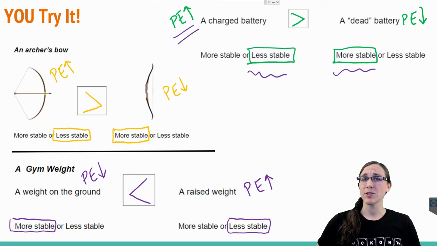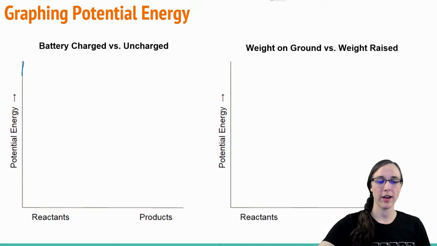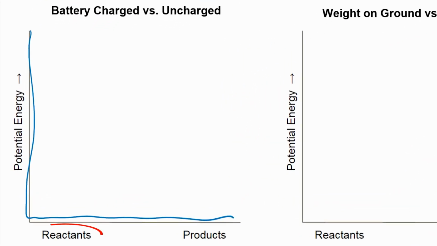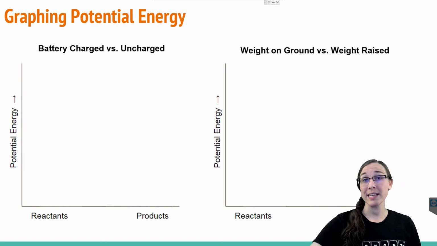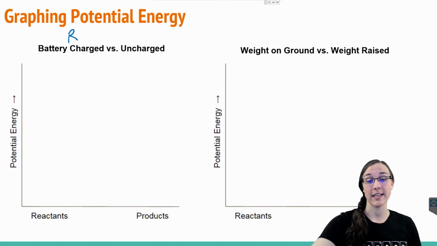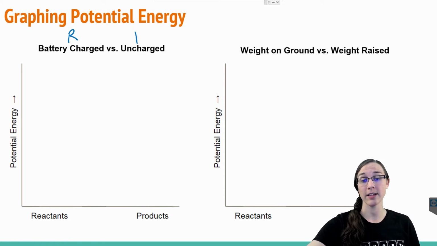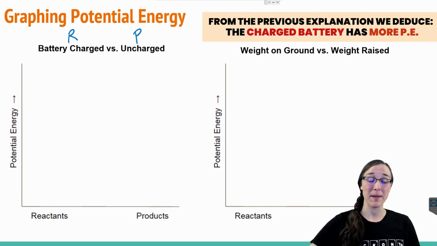Let's see what these scenarios would look like on a potential energy diagram before we move on to chemicals on the potential energy diagrams. So notice on these plots, I've drawn a Y and an X axis. I have reactants on the bottom and products on the bottom. I also have potential energy on my y-axis. Remember that potential energy is the same thing as delta H, which means enthalpy, or change in heat energy. If we consider our battery charged to be the reactant and our battery uncharged to be the product, let's graph this on a potential energy diagram. We would say that the charged battery, based off of what we determined before, has more potential energy.